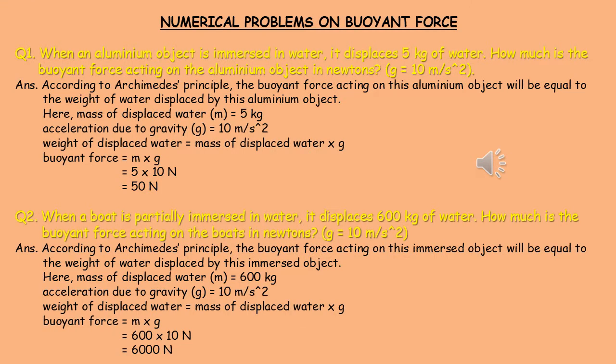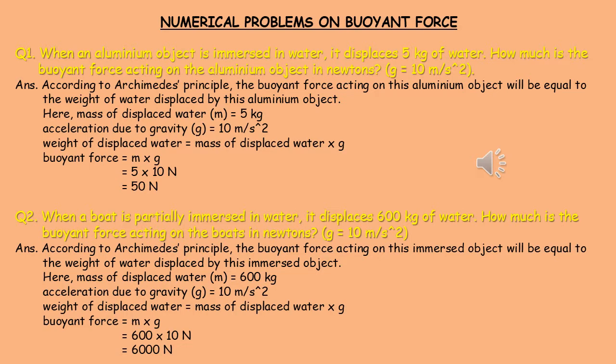Now, we will be solving some numerical problems on buoyant force. Question number 1. When an aluminium object is immersed in water, it displaces 5 kg of water. How much is the buoyant force acting on the aluminium object in newtons? Here, small g is equal to 10 meter per second square. According to Archimedes' principle, the buoyant force acting on this aluminium object will be equal to the weight of the water displaced by this aluminium object.